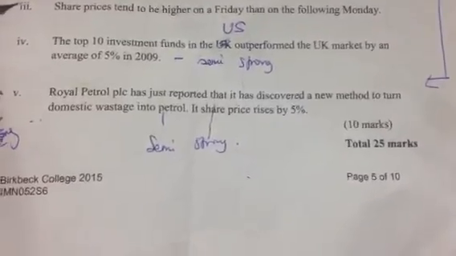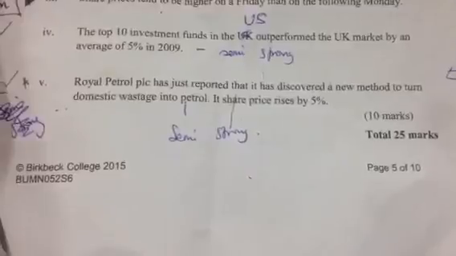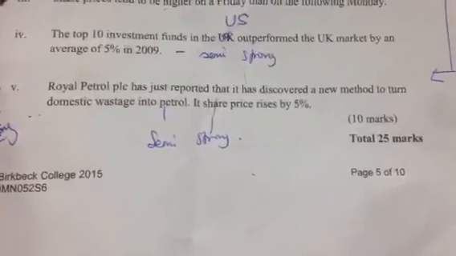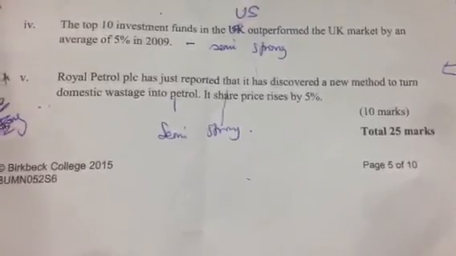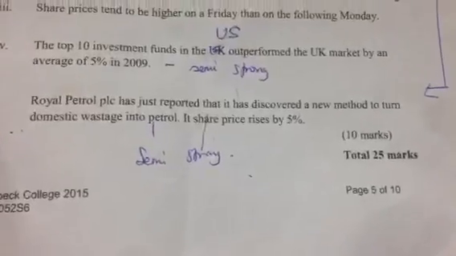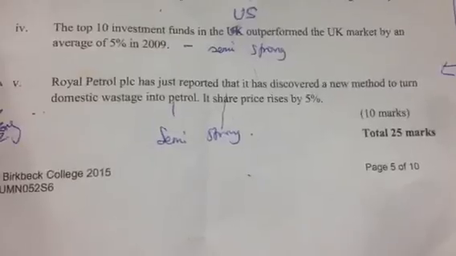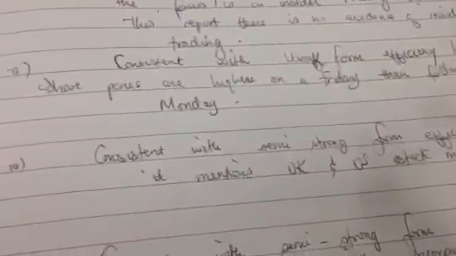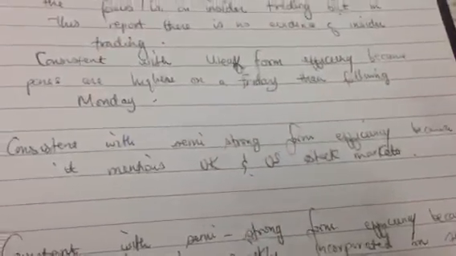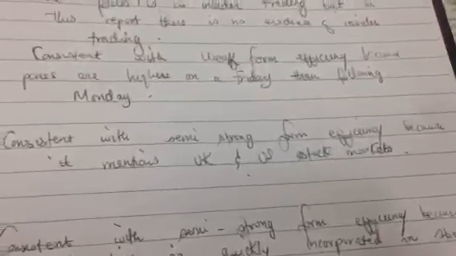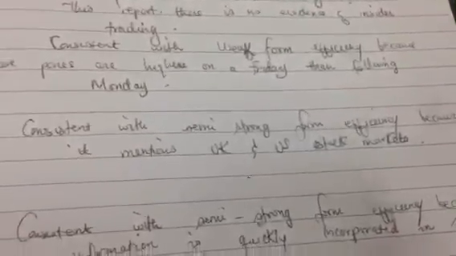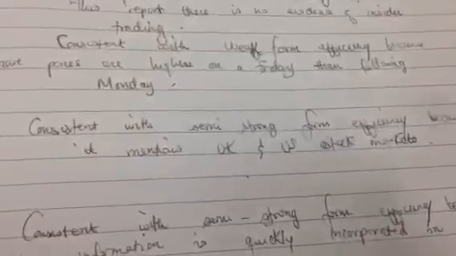Number 4, the top 10 investment funds in the US. Notice I've cancelled UK because a market can't outperform itself, so we think it's a typo. So the US outperformed the UK market by an average of 5% in 2009. We chose to go with semi-strong form because the empirical evidence of semi-strong form says the UK and US stock markets are semi-strong efficient.